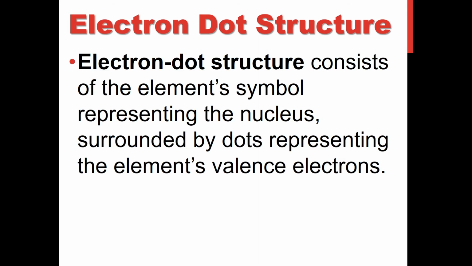So let's look at Lewis dot structure. Here they're calling it electron dot structure, but give credit to Lewis. This is called the Lewis dot structure. Lewis dot structure consists of the element symbol representing the nucleus, surrounded by dots representing the electrons, valence electrons. So basically, it's a very reduced Bohr model. And I will use the name Lewis dot, as I never really see electron dot.